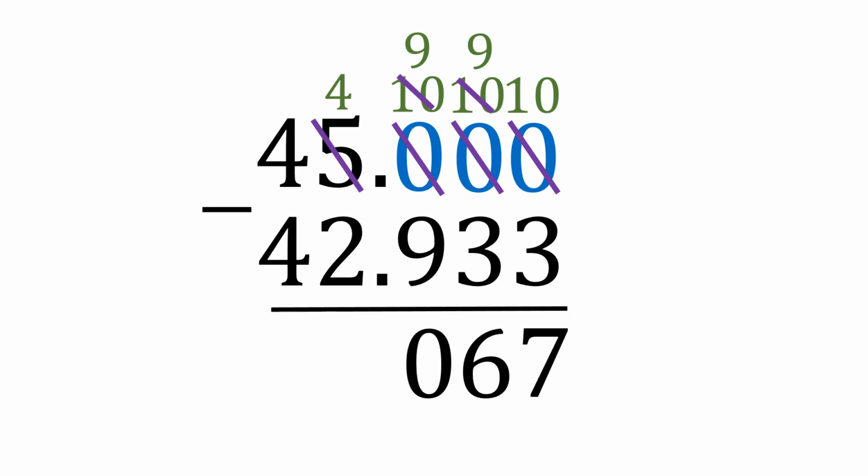Copy the decimal point. Then subtract 4 minus 2 is 2. Then 4 minus 4 is 0. So you don't need to write 0. Then the final answer is 2.067, or we can read it as 2 and 67 thousandths.